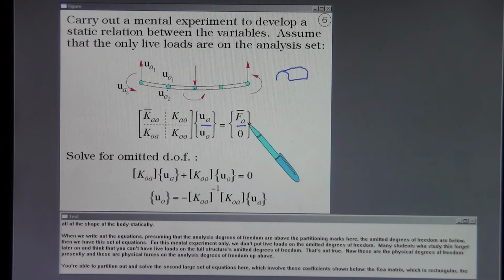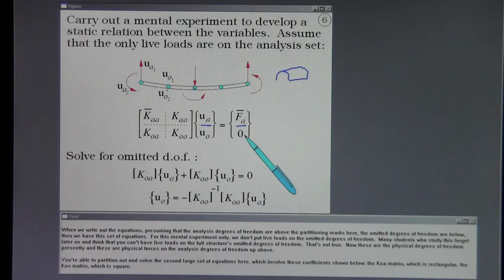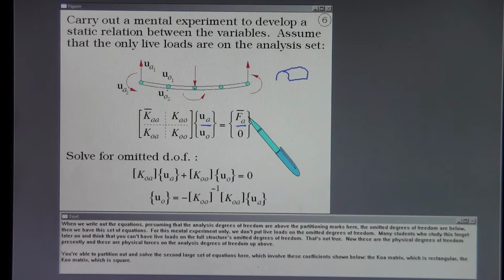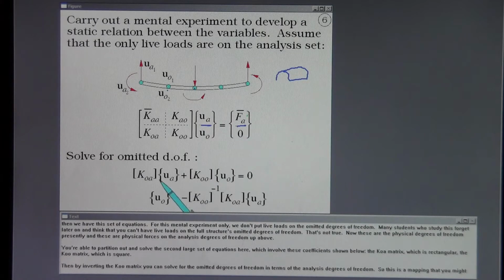For this mental experiment only, we don't put live loads on the omitted degrees of freedom. Many students who study this forget later on and think that you can't have live loads on the full structure's omitted degrees of freedom. That's not true. Now these are the physical degrees of freedom presently, and these are physical forces on the analysis degrees of freedom up above. You're able to partition out and solve the second large set of equations here, which involve these coefficients shown below. The K_OA matrix, which is rectangular, the K_OO matrix, which is square.